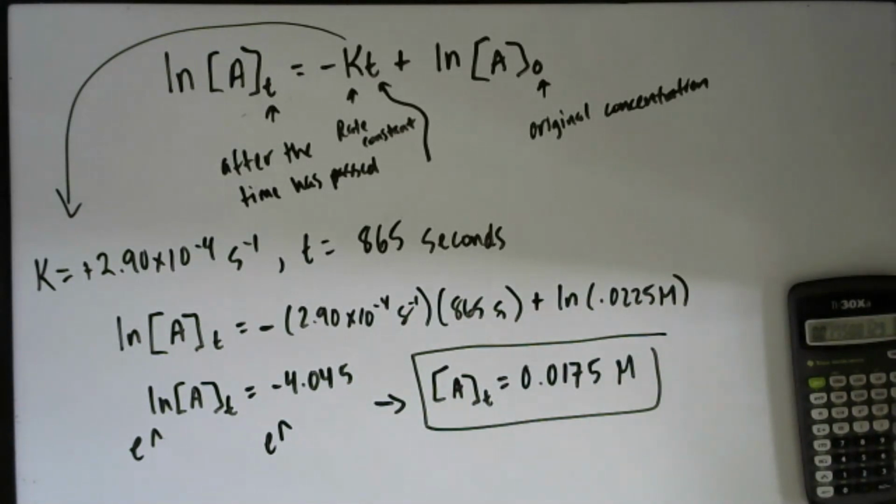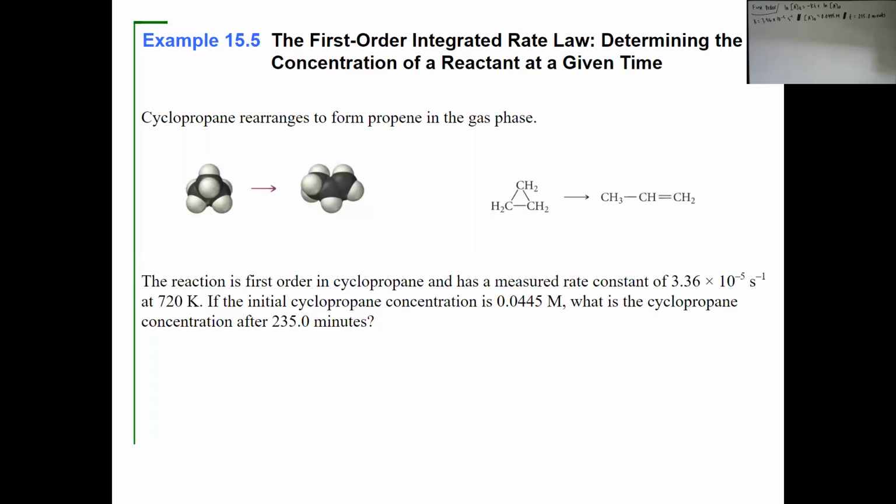Let me pause this and get the next question up. All right, so here's another example. Notice the wording of this one, because now we're running into that situation that I discussed before, where we have this rate constant, and the units of our rate constant are in terms of inverse seconds. And here they're giving us a time in minutes that we have to look at. Other than that, it's going to be a very similar process to what we just did.